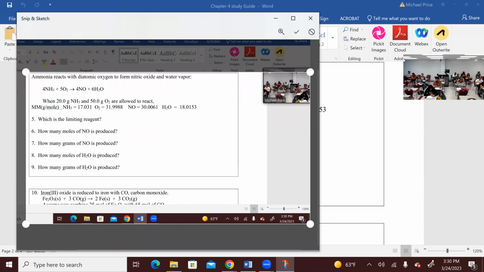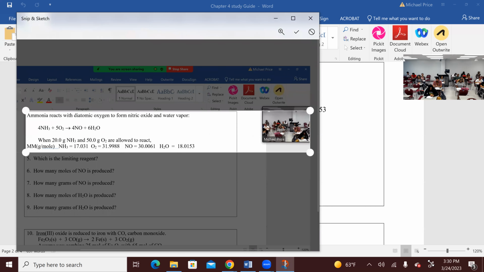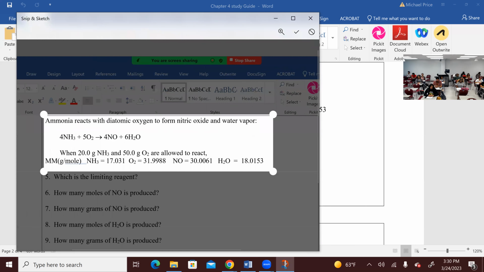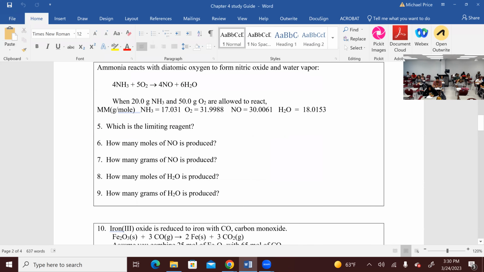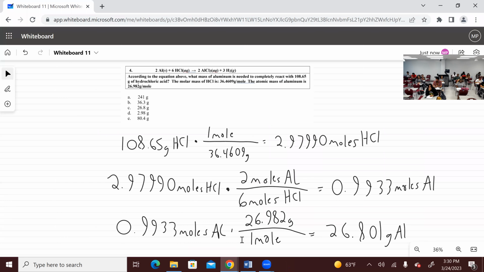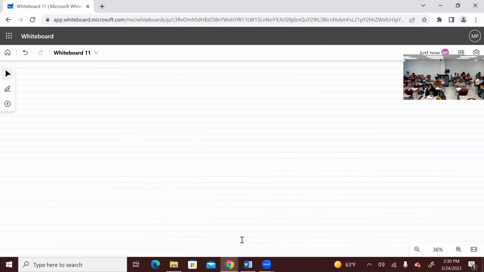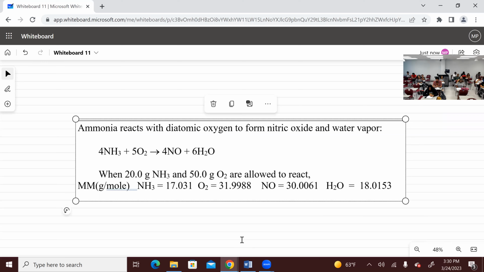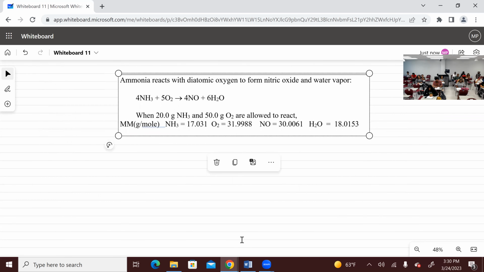Okay. All right, so I'm going to go back to my analogy. And I'm going to copy that, and I go to my whiteboard. Okay, clear canvas. And let's see, hit paste. All right, so going back to my sandwich analogy.